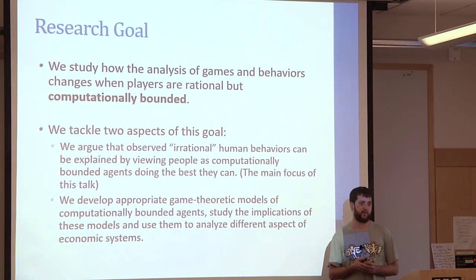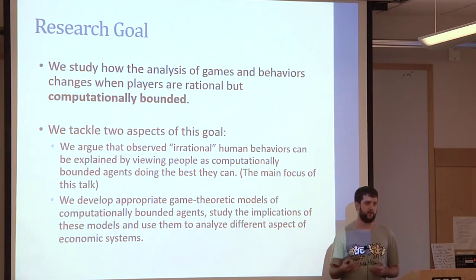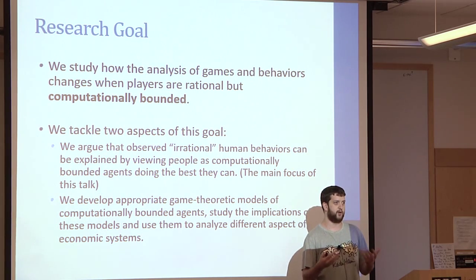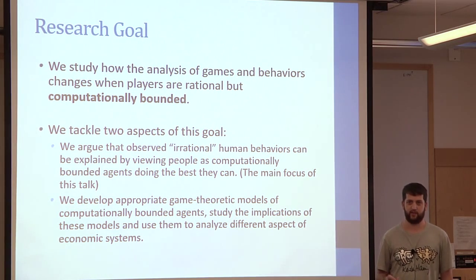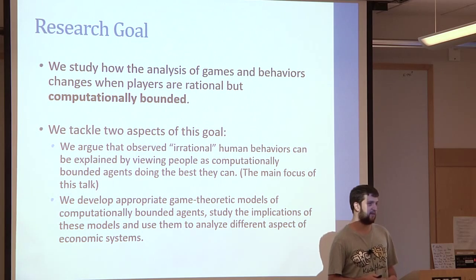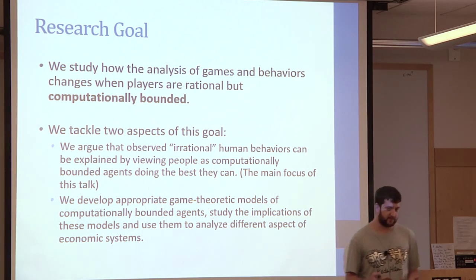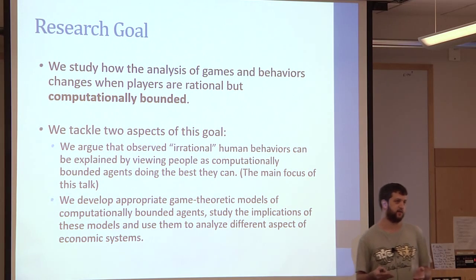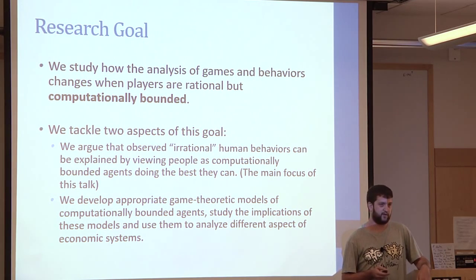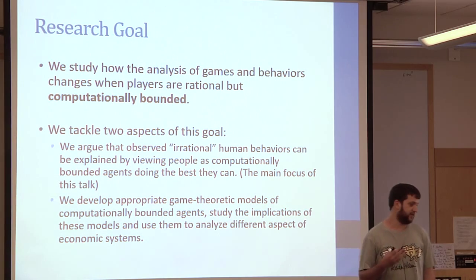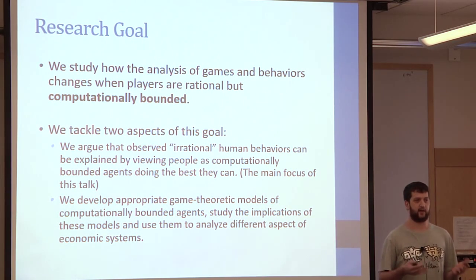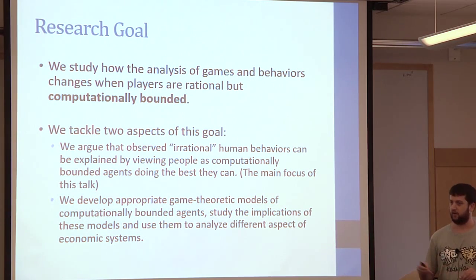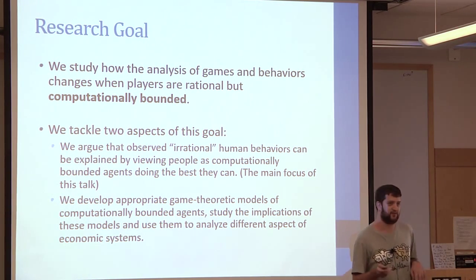There are two main aspects of this goal. The first is to try and explain human behavior using these ideas. We know humans sometimes do things that are considered irrational or have some biases in the way they make decisions. Perhaps we can explain this with the fact that they're just bounded. They're doing the best they can under some limitation. And this will be the main focus of this talk. The second goal is to develop appropriate models to model such agents and see how that affects our understanding of different problems in game theory. I will touch on that in the end. I also gave a talk here last year about exactly that, so I don't want to go into too much detail about it.